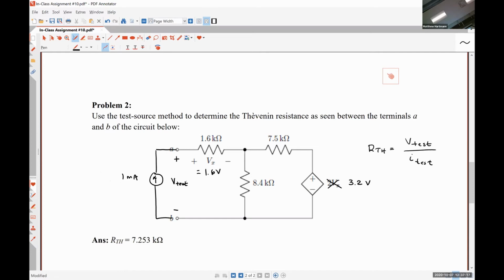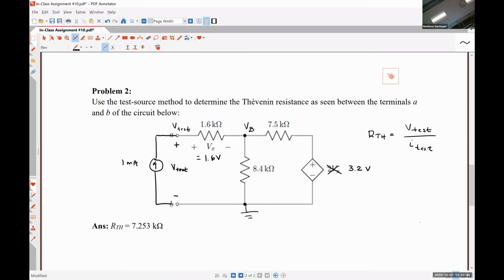So what if we did nodal? This is an unknown voltage, V test. This is an unknown voltage, let's call it VB, and this other guy is a known voltage. Would that be a particularly difficult system of equations to develop and solve? 2 equations, 2 unknowns, right? So I think taking 4 steps versus setting up a simple system, I'm going to go with the simple system.